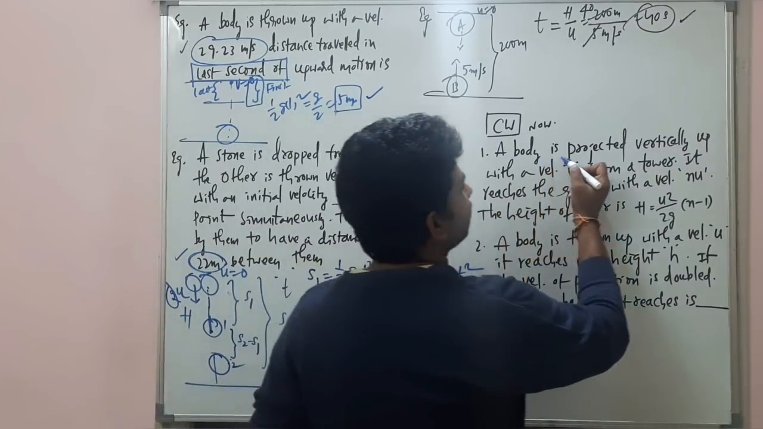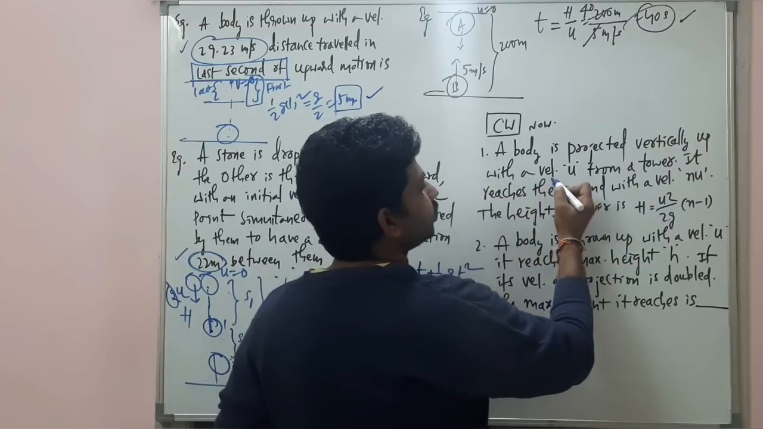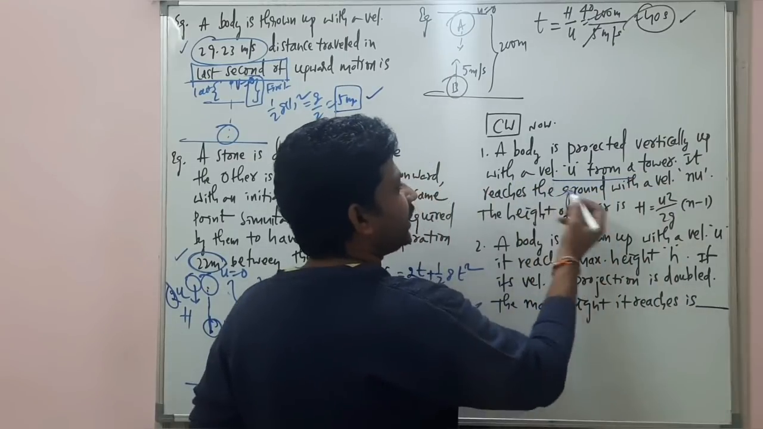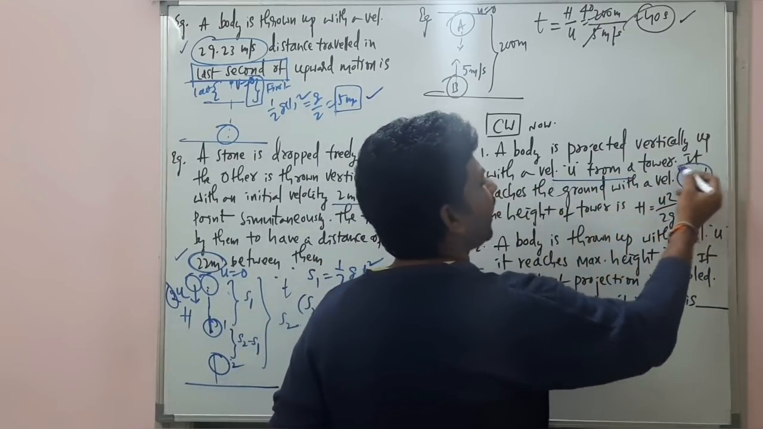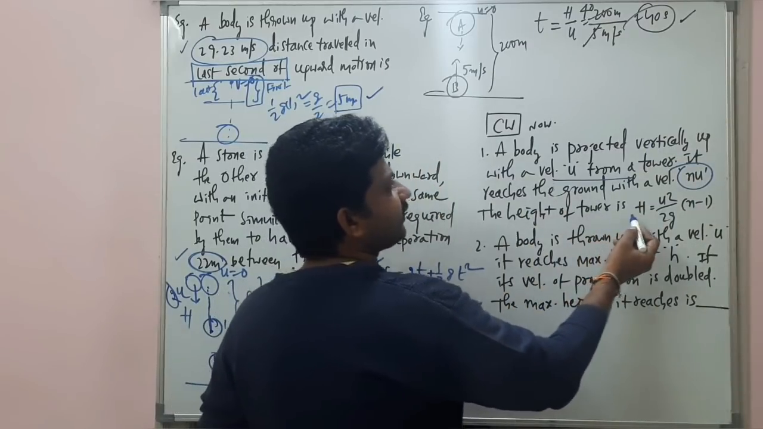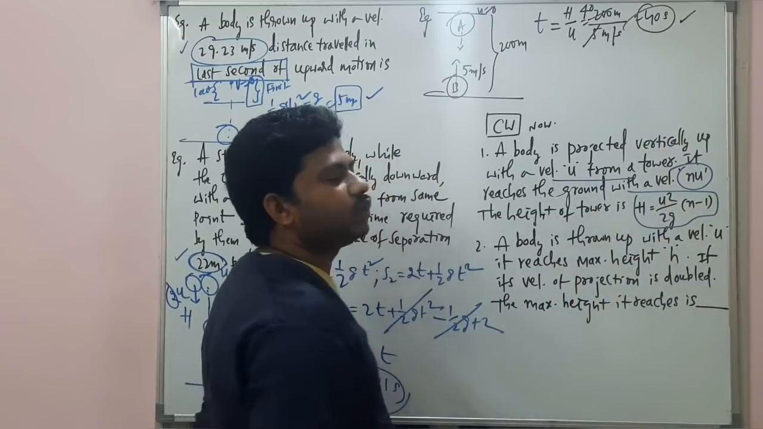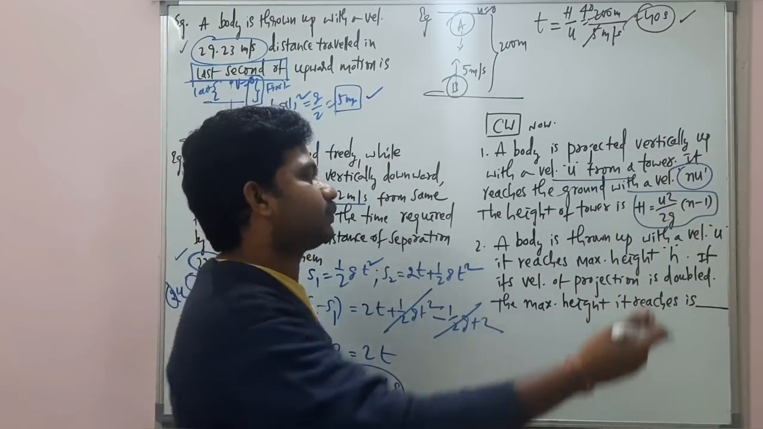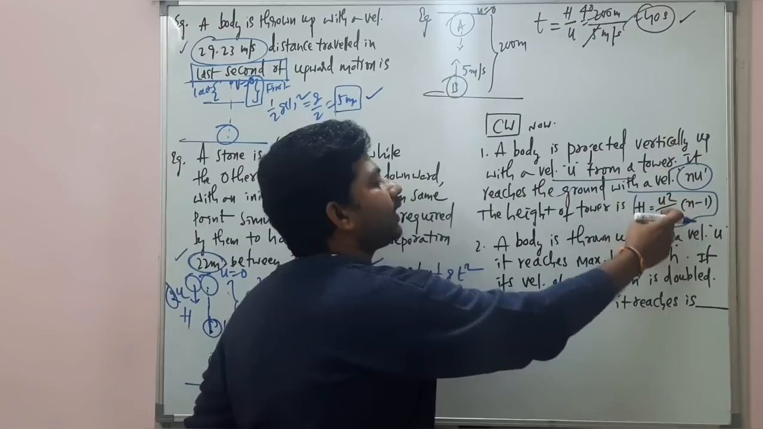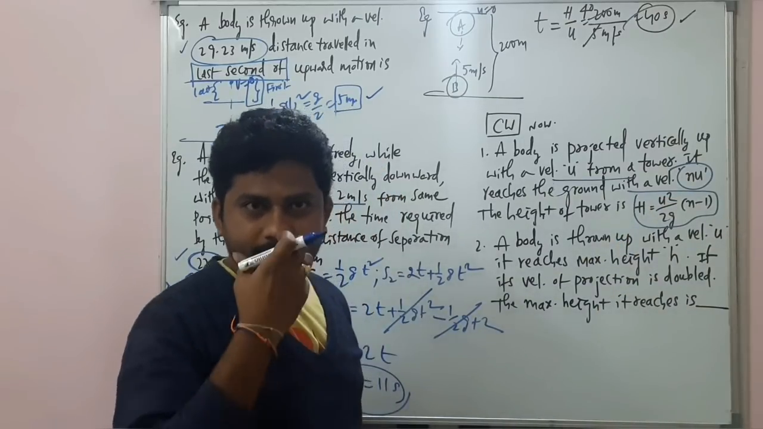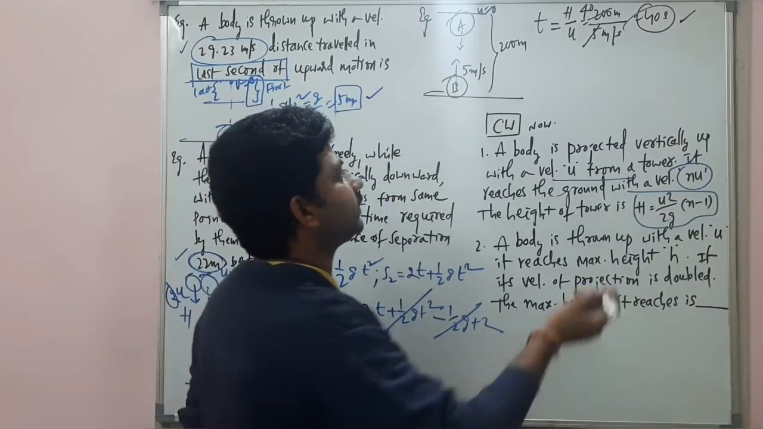A body is projected vertically with a velocity u from a tower. It reaches the ground with a velocity nu. The height of the tower is h is equal to u square by 2g into n minus 1. We need to prove this expression. H is equal to u square by 2g into n minus 1. Right? Let me give you a hint.